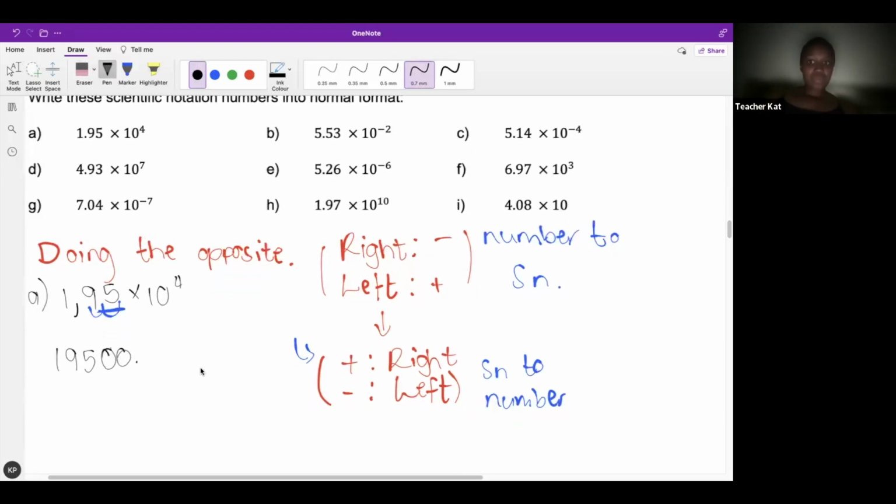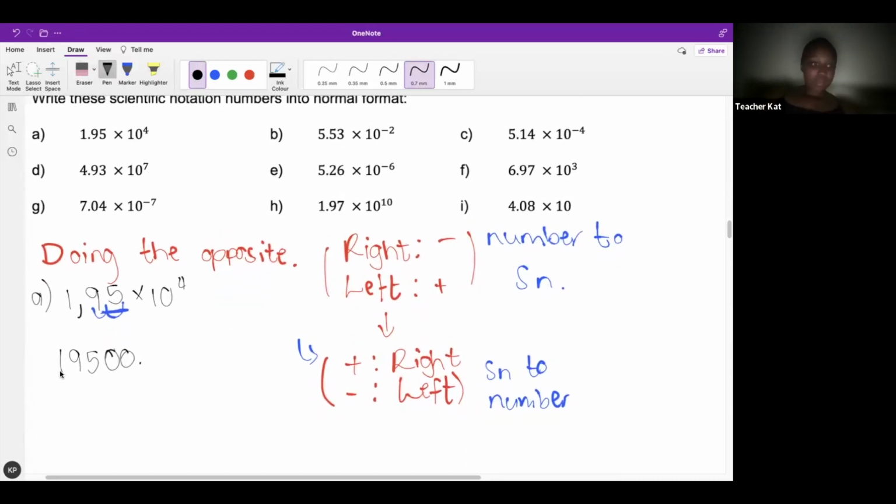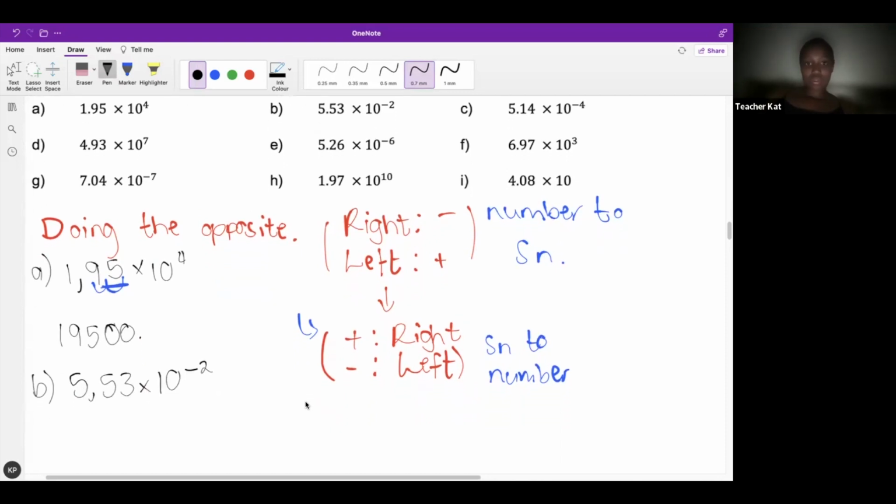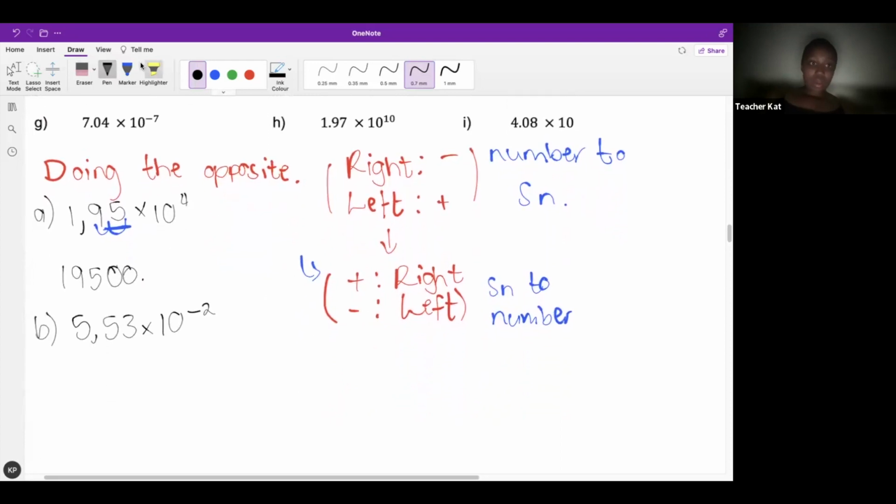Okay. Let's look at number B. It says 5,53 times 10 to the power of negative 2. Okay. Now I have a negative exponent. So am I going left or right?